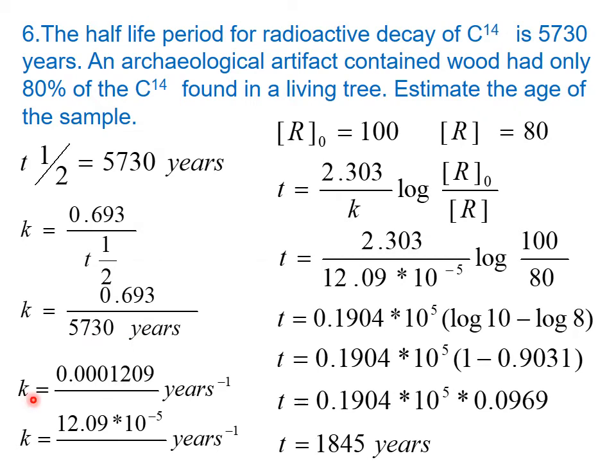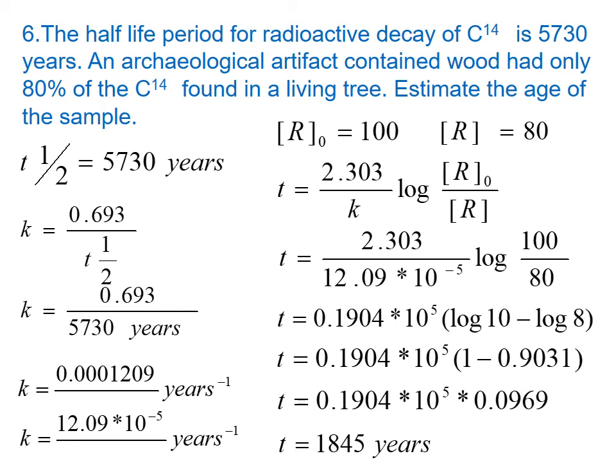So k is equal to 0.693 divided by T half, which is 5730 years. Then k is equal to 0.693 divided by 5730, equal to 0.000129 per year. Then k is equal to 0.001209. We can write it like this: 12.09 into 10 raised to minus 5 per year. So the rate constant we calculated from the half-life period. Then next is to estimate the age.